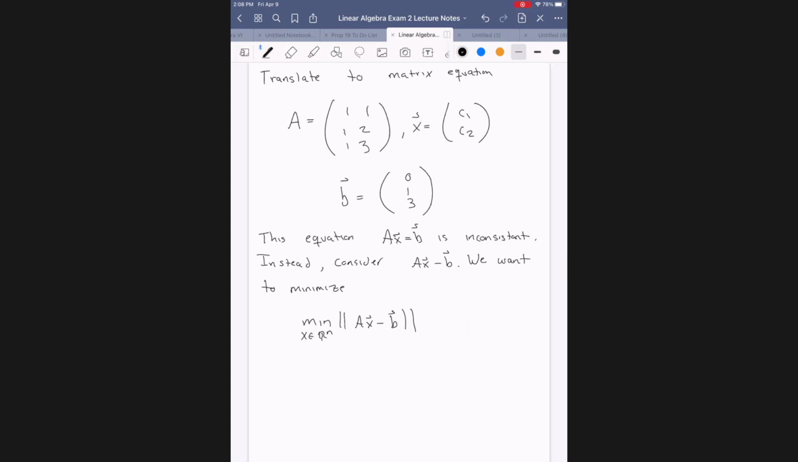So the question becomes, how do we minimize AX minus B? Because if we can minimize that, then if we can find such an X, this will be the best fit line.